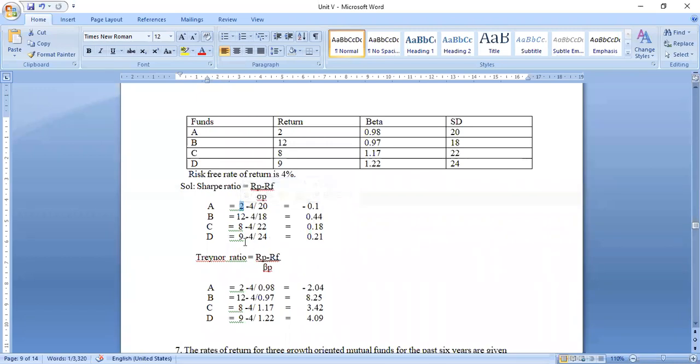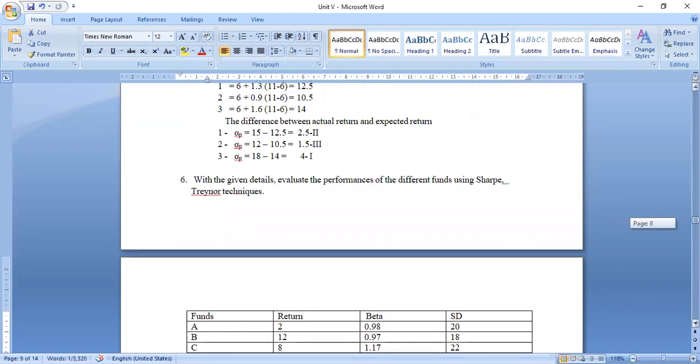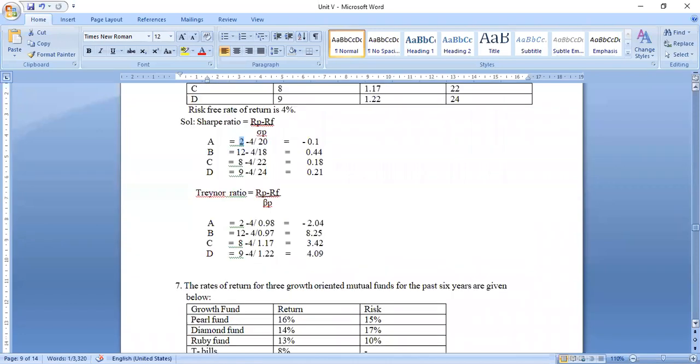Next, for fund C, 8 minus 4 divided by 22, that is 0.18. And for fund D, it is 9 minus 4 divided by 24, which will give us 0.21. So in the problem, they have not asked for any comparison or ranking. They've just told us to evaluate. So this is the calculation that we have shown.